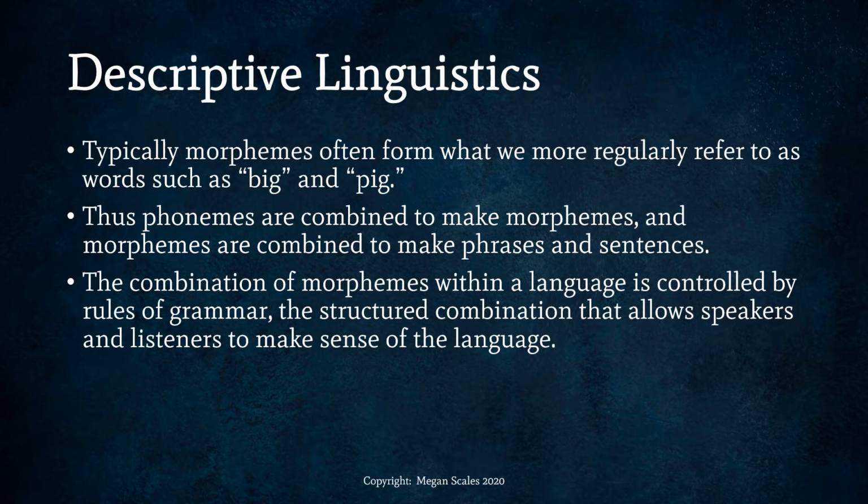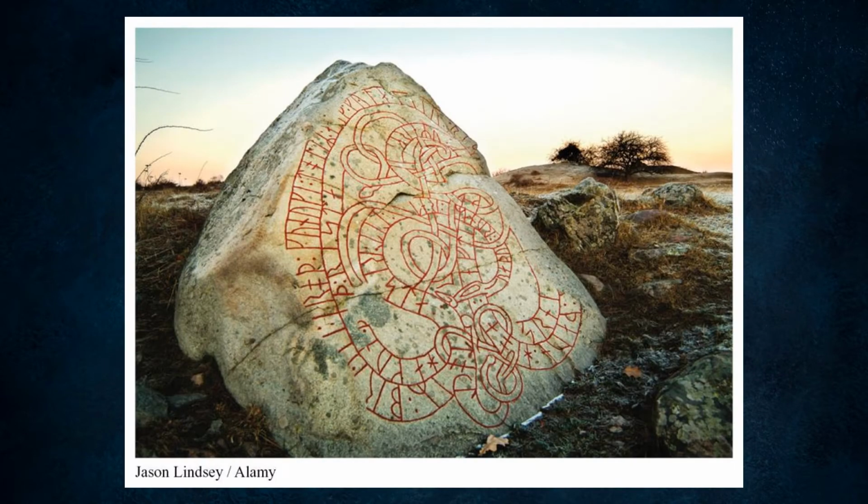The combination of morphemes within a language is controlled by rules of grammar, which is the structured combination that allows speakers and listeners to make sense of the language. So again, grammar is the rules of language. Grammar is the structured combination that allows speakers and listeners to make sense of language. Here's some interesting rock art that is symbolic. We're not sure if it represents phonemes or morphemes or anything like that, but it certainly represents an idea.